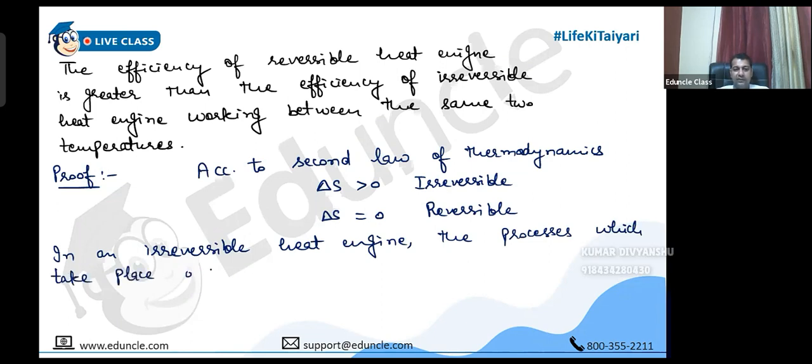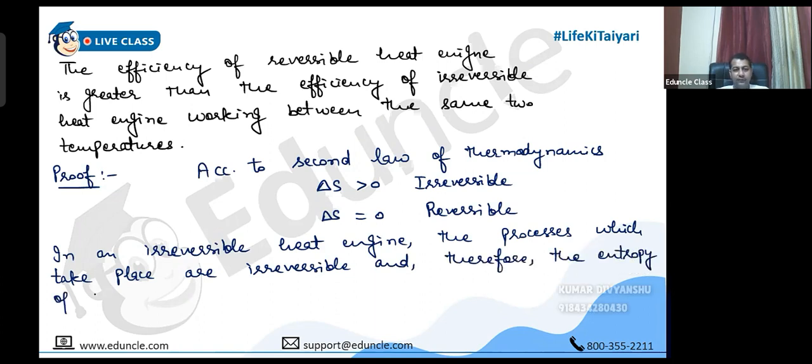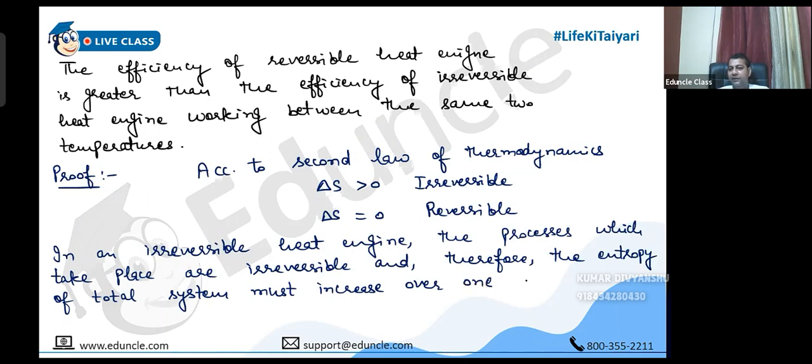They are irreversible. And therefore, the entropy of the total system must increase over one complete cycle. Every time the engine completes one cycle, its entropy should be greater than from where it started.